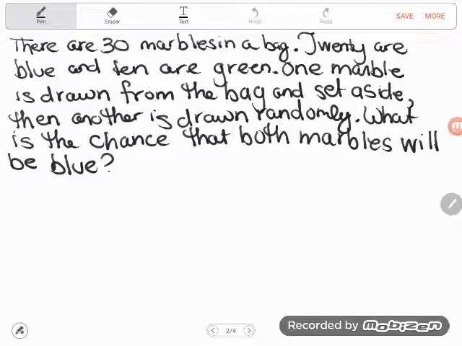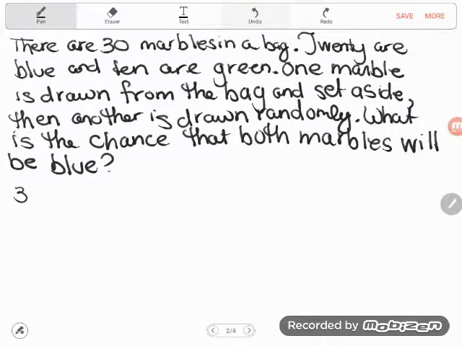Next one, there are 30 marbles in a bag. 20 are blue and 10 are green. 1 marble is drawn from the bag and set aside. Then another is drawn randomly. What is the chance that both marbles will be blue? Let's take a look. Again, let's organize our work. According to us here, we have 30 marbles. Now, they don't designate the color here, so this is my total number. 20 are blue. And, I should have done this the other way. Let's stay consistent.